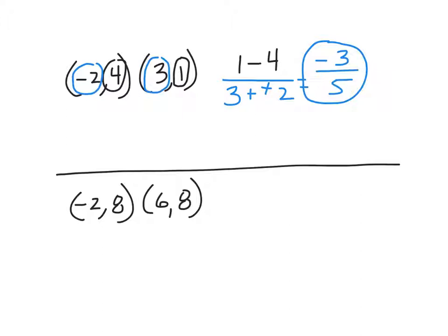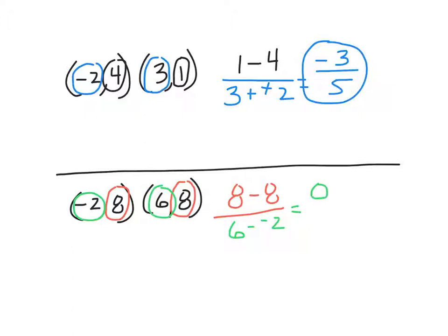On the bottom, I'm going to do the same thing. First of all, I'm going to subtract my y's. So I get 8 subtract 8. On the bottom, I'm going to subtract my x's: 6 subtract a negative 2. On the top, 8 subtract 8 is equal to 0. The bottom, once again, I could add. I would get 0 over 8. So the answer to this is 0, because 0 divided by anything is equal to 0. So that would have a slope of 0.